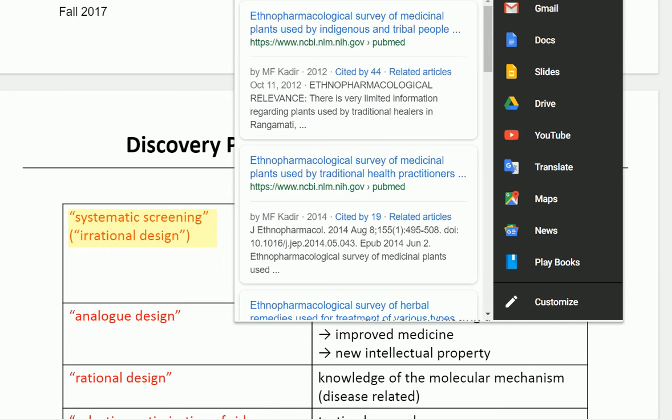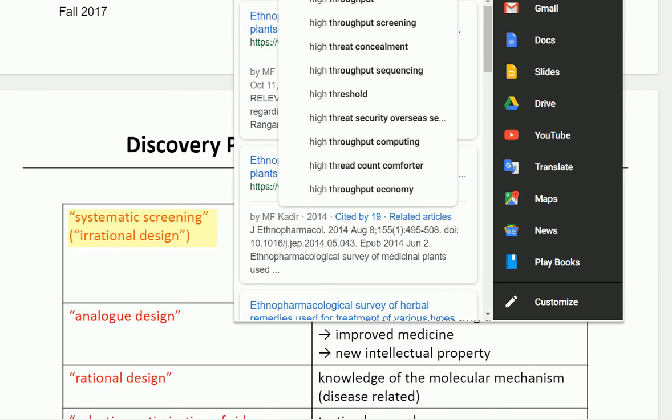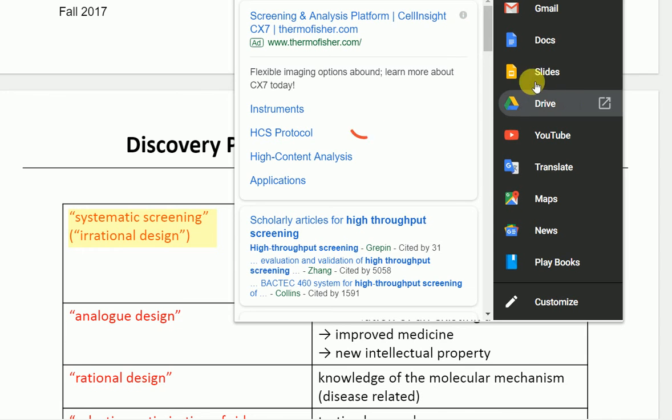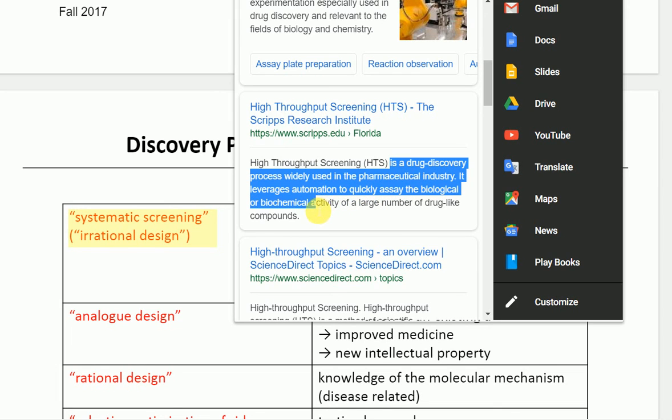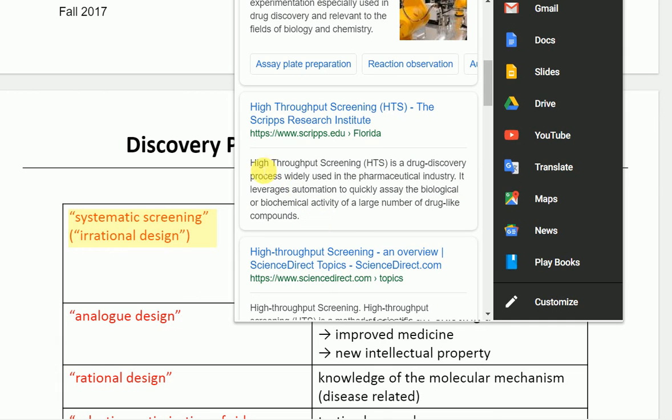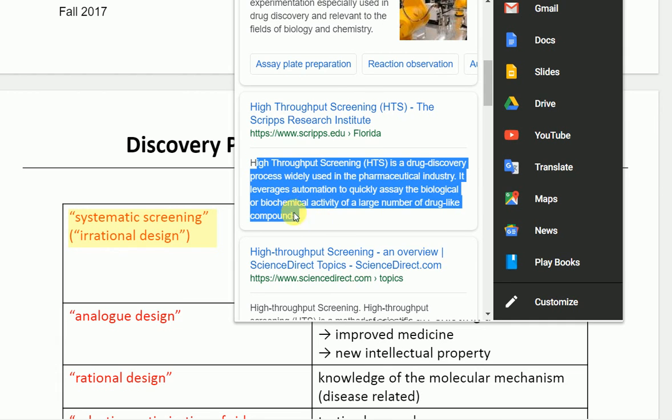So what is HTS exactly? High throughput screening. Okay. High throughput screening is a drug discovery process widely used in the pharmaceutical industry. Leverages automation to quickly assay the biological or biochemical activities of a large number of drug-like compounds. Okay, let's use that.